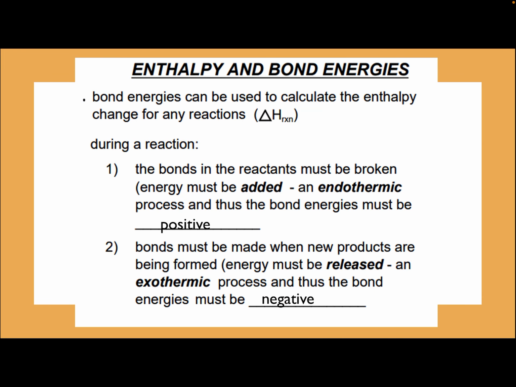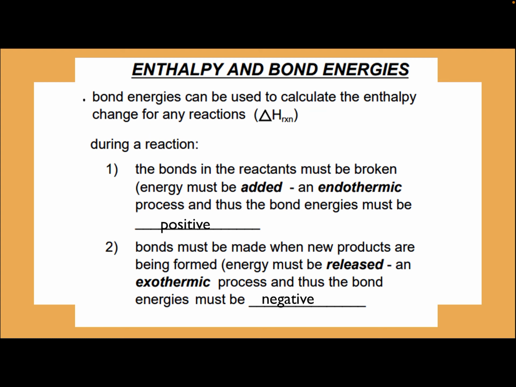So when we're looking at enthalpy and bond energies, the bond energies can be used to calculate the enthalpy change for any reaction, and we've seen this symbol before. During a reaction, we look at the bonds in the reactants that must be broken. In order to break them, we have to have energy added, and this is known as an endothermic process, and therefore the bond energies must be positive.